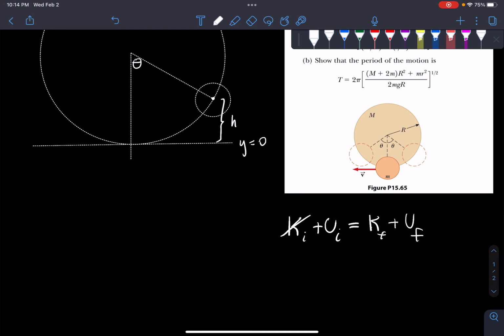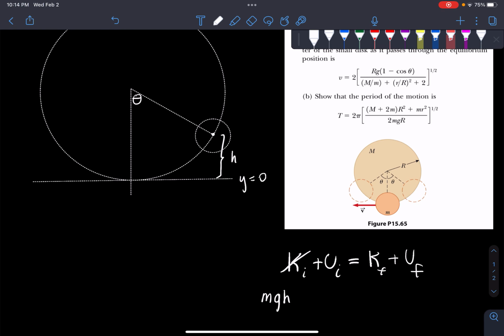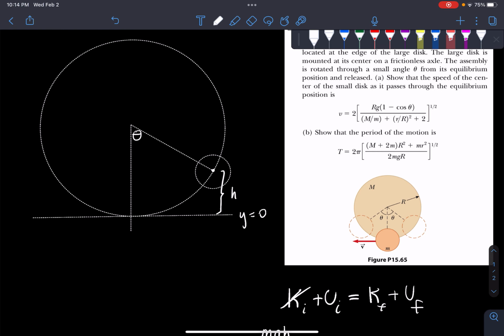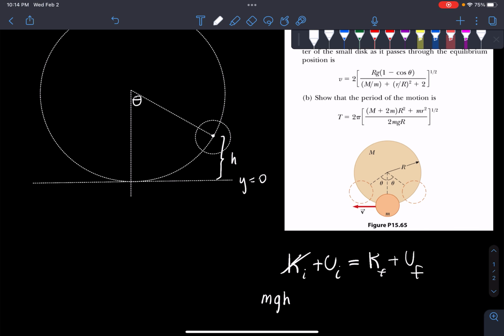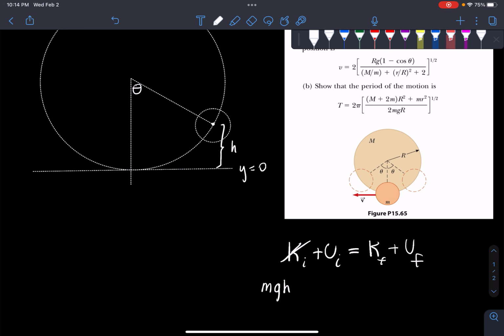So before finding out what h equals in terms of the radii and the angle, let me first write m, g, h. And keep in mind that the smaller disk has a mass of little m, and the bigger disk has a mass of capital M, but the bigger disk is not moving relative to the y equal to 0 point. It's just the smaller mass, so that's why we just have little m, g, h.